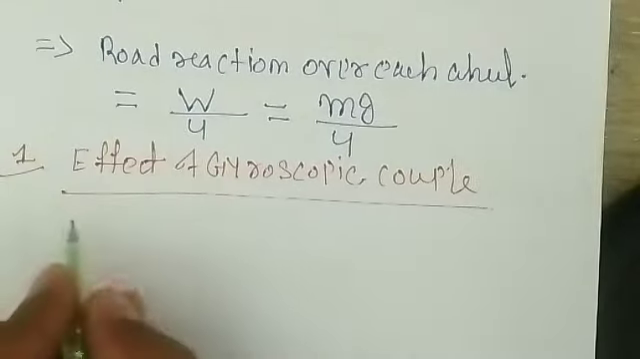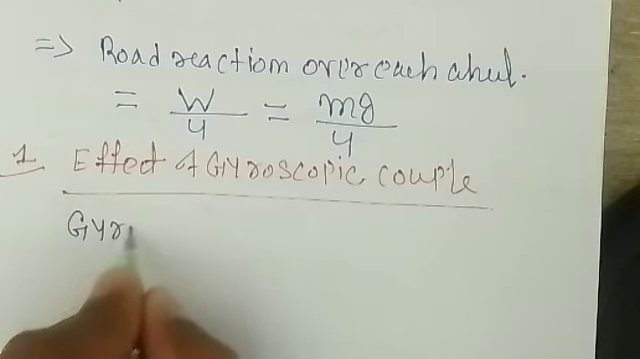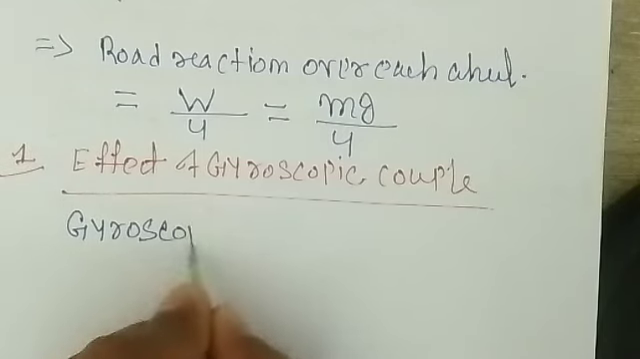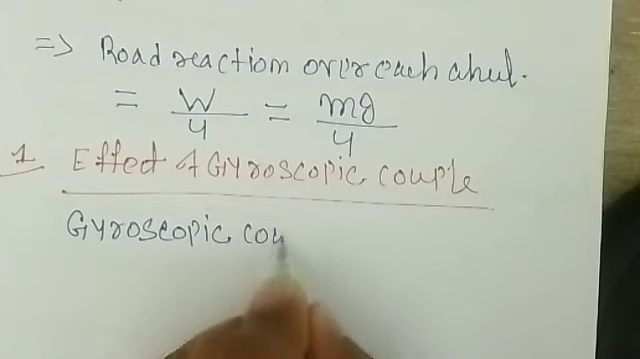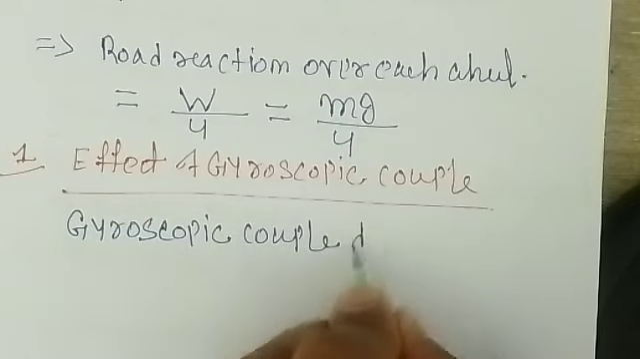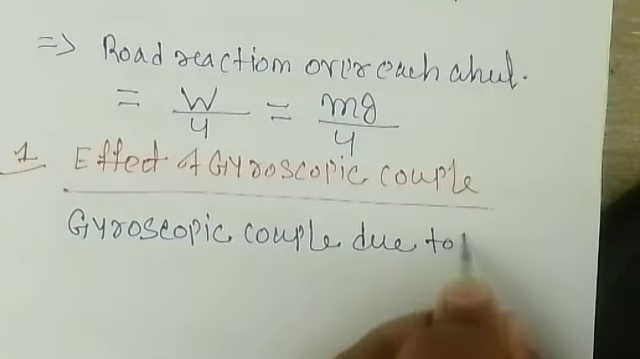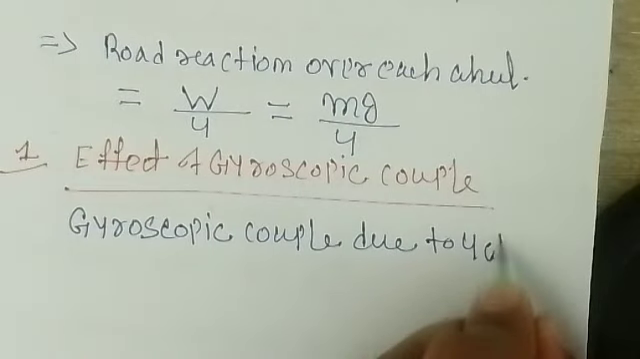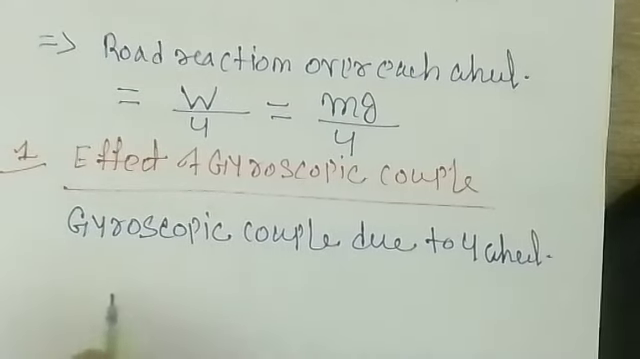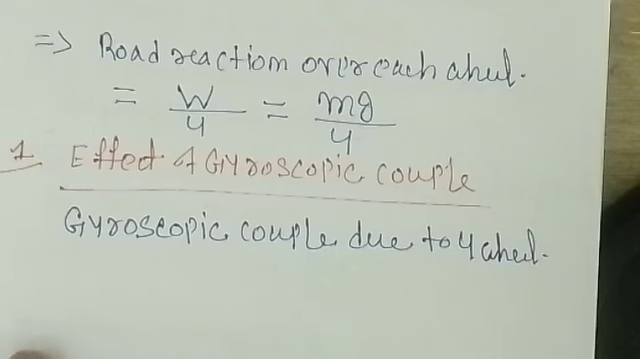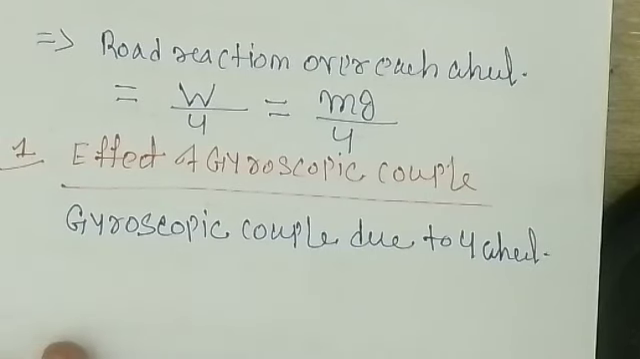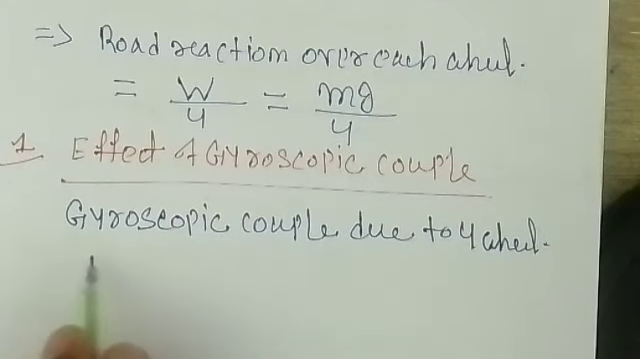You can write that gyroscopic couple due to four wheels, right? You have four wheels, so that's why you write four wheels. And that gyroscopic couple value is what? I_W omega_W omega_P, right? So gyroscopic couple due to 4 wheels.